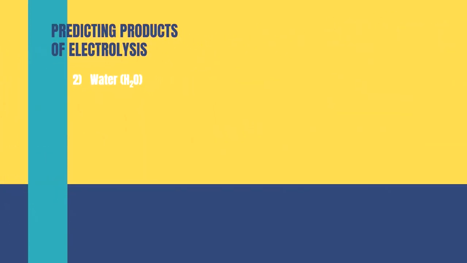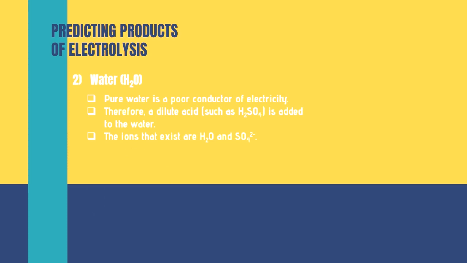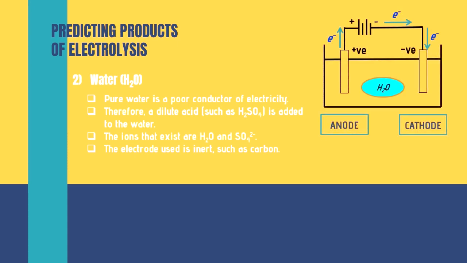Second, predicting the products of electrolysis when water is used as the electrolyte. Pure water is a poor conductor of electricity. Therefore, a dilute acid such as sulfuric acid needs to be added to the water. So the species that exist in the electrolyte are H2O and SO4 2-. The electrode used is inert, such as carbon. The setup of the electrolytic cell is as shown.